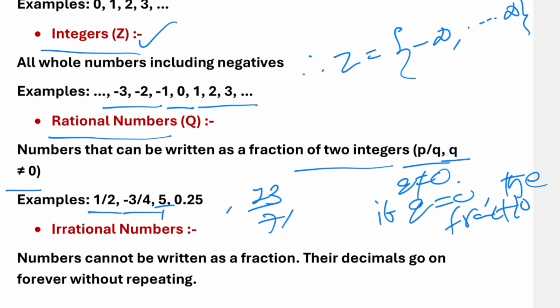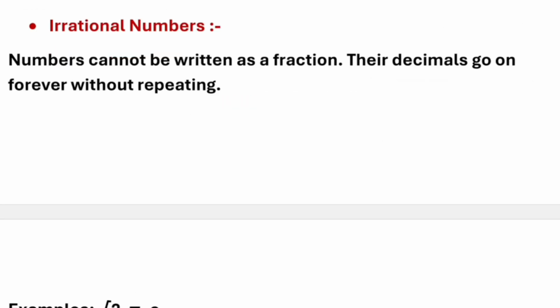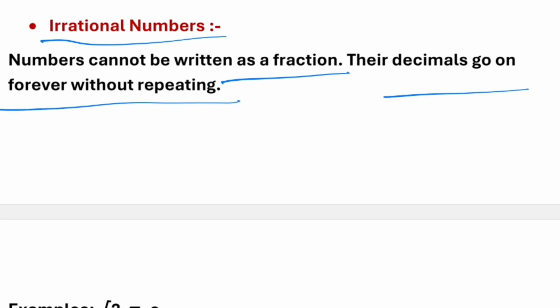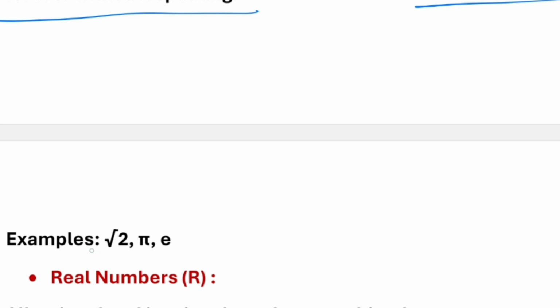23 by 7, 44 by 7, so on. These are called fractional forms. These belong to rational numbers. And the fifth one is irrational numbers. These cannot be written in fraction form. Their decimals go on forever without repeating. For example, root 2, pi.